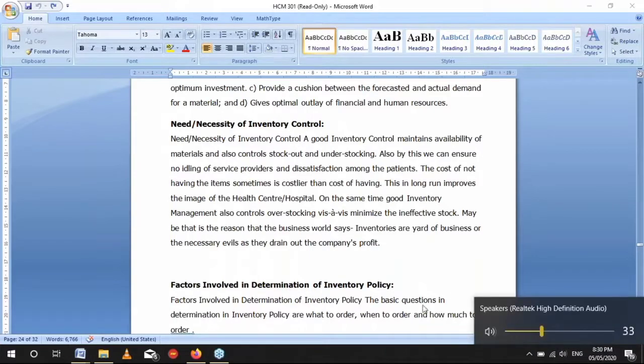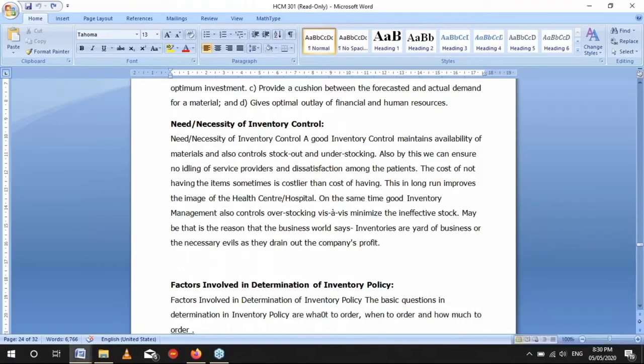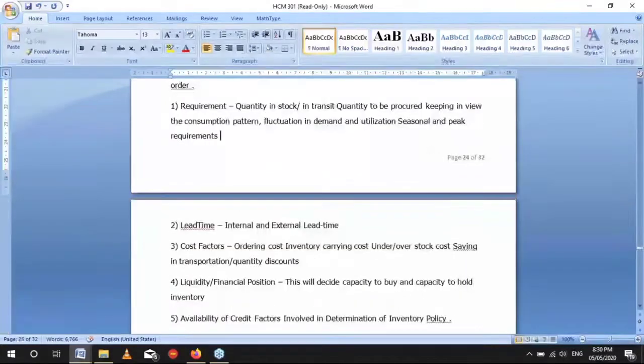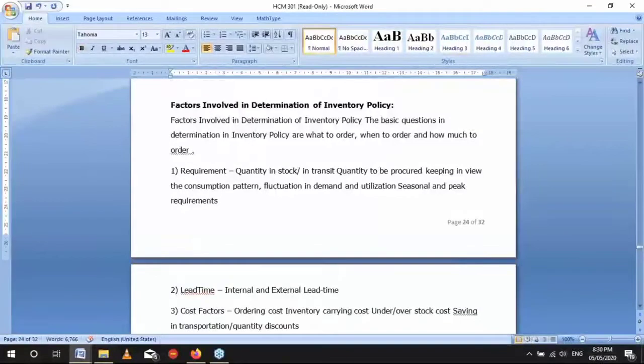Okay. Factors involved in determination of inventory policy. I will just quickly mention and I will start explaining by next week. Number 1 is requirement. Number 2 is lead time. Number 3 is cost factors. Number 4 is liquidity, financial position. Number 5 is availability of credit factors. Number 6 is obsolescence, that is change in design.